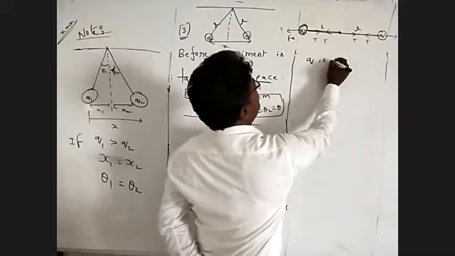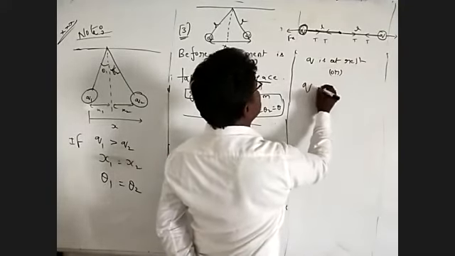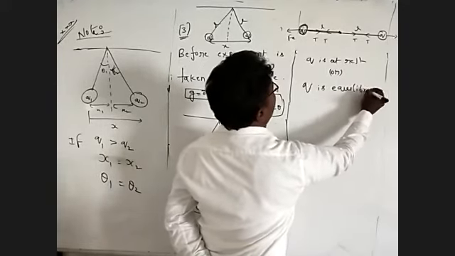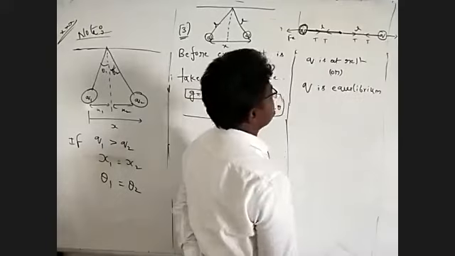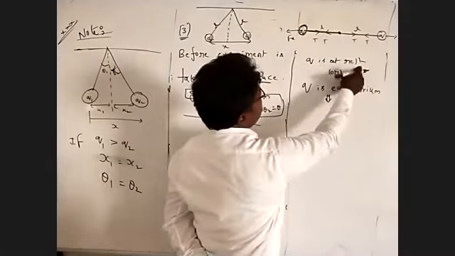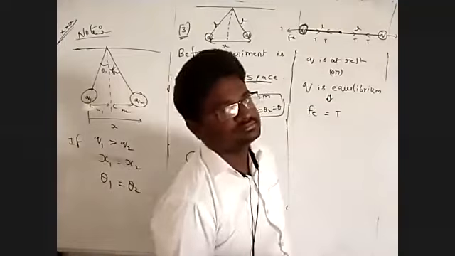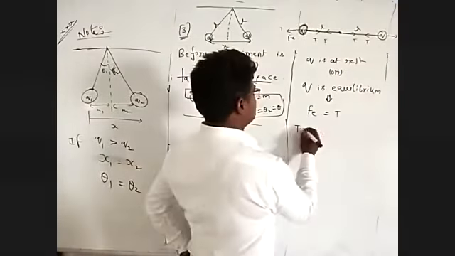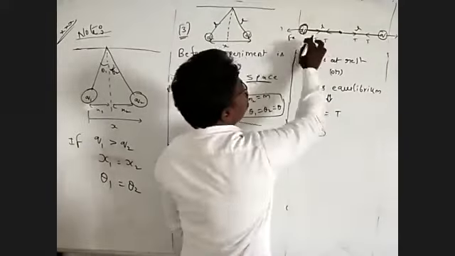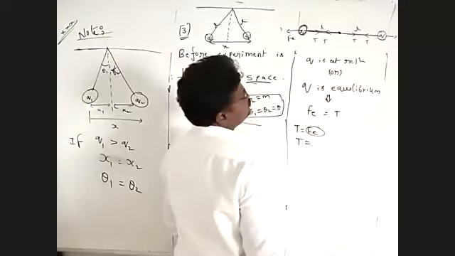Now the charge is at rest, or Q is in equilibrium. Equilibrium means the charge is at rest. When Q is in equilibrium, the Fe force is equal to the tension force. Tension is equal to Fe. What is Fe? It is the electrostatic force between the two charges.